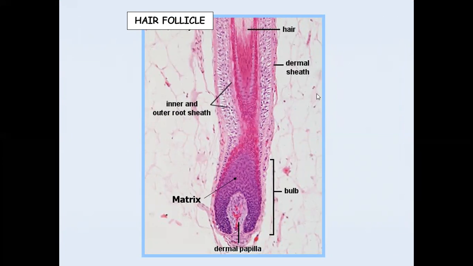This is the cross-section structure of a hair follicle. This is the matrix from which the hair shaft originates. This is the hair bulb. The blood flow comes from below, the dermal hair papillae. Then this is the inner root sheath, and this is the hair shaft and the dermal sheath or outer root sheath. Inner and outer root sheath, and then this is the dermal sheath.